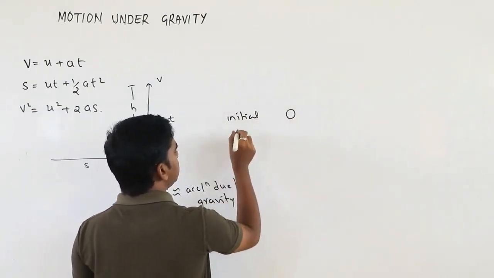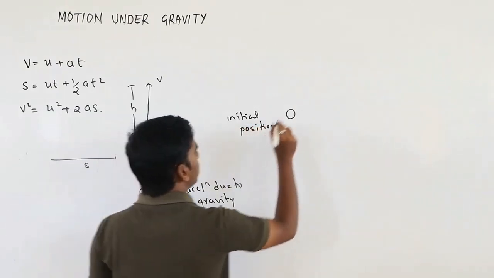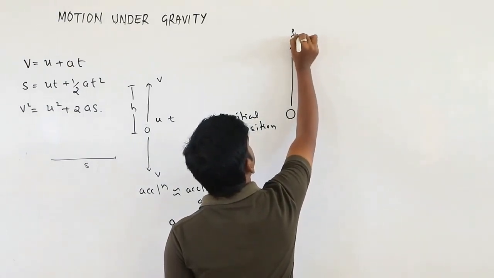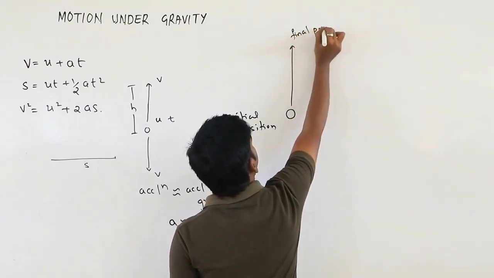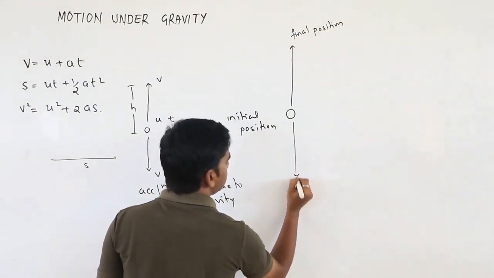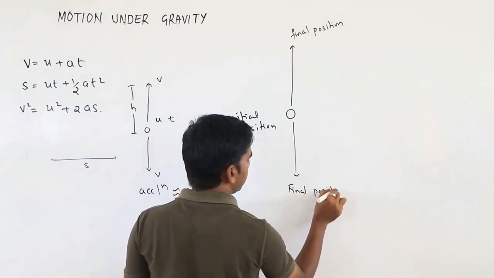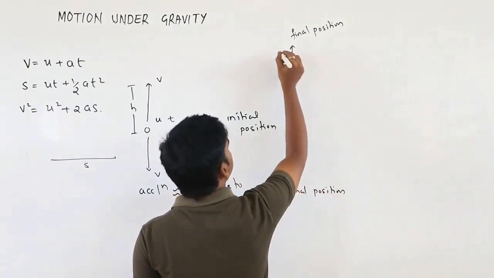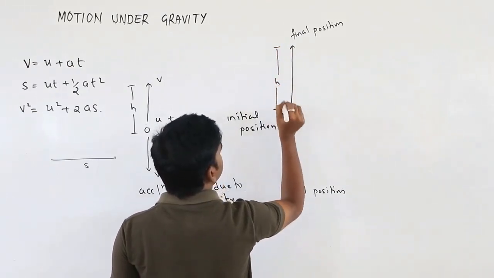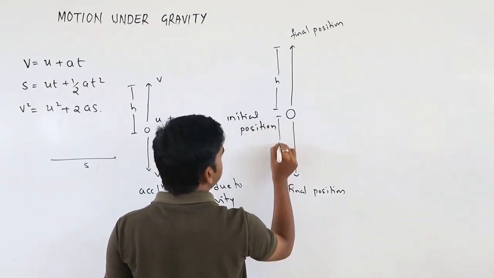We can write it as initial position here. Suppose if you throw here, this becomes the final position. Or if you throw in the downward direction, this will become the final position. In this case, the height will be here. This is going to be your height.